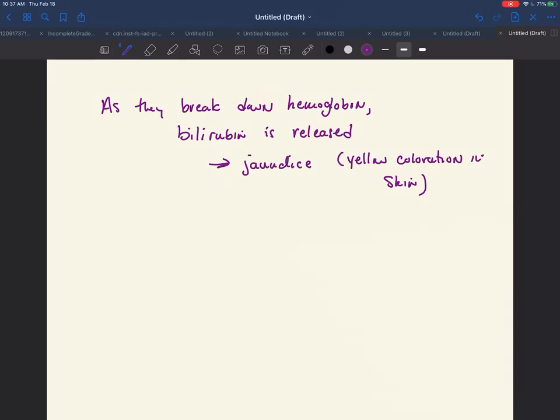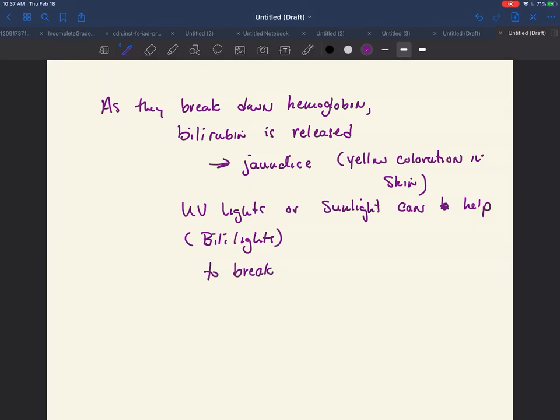How can you treat this jaundice? You could actually put them underneath UV lights or take them out into the sun. So UV lights or sunlight, sometimes they call these UV lights Billy lights, can help to break down the bilirubin.